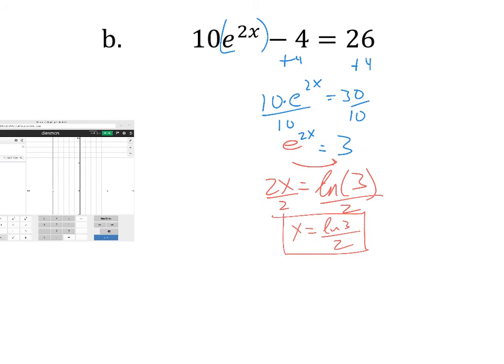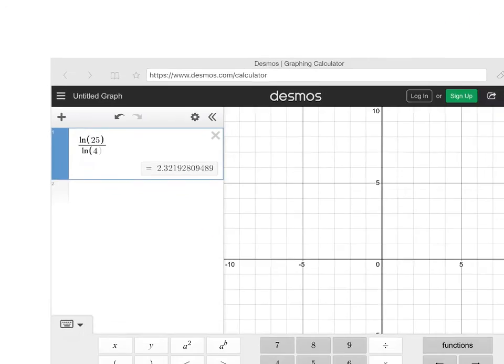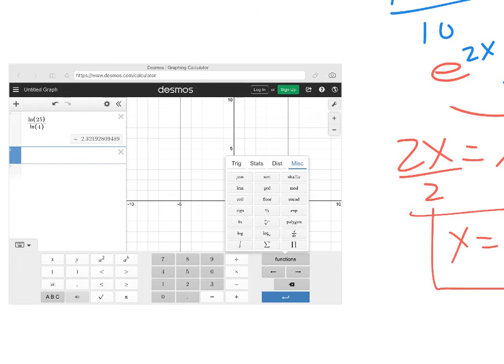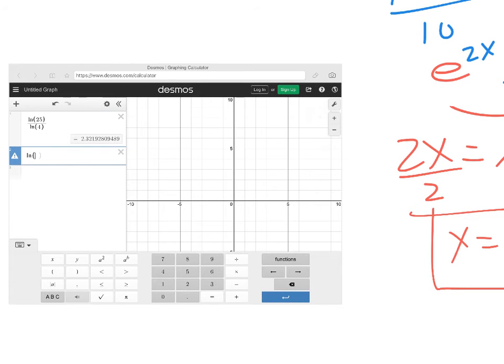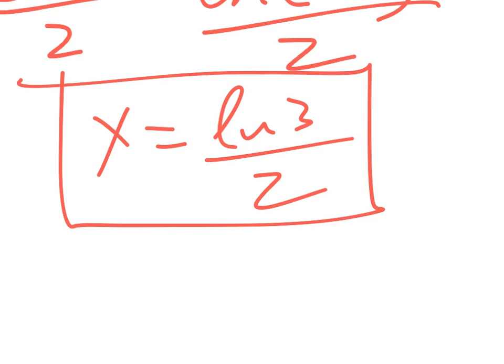Okay, now if we go to our calculator, natural log of 3 divided by 2. Let's try that out. Natural log of 3, close the parenthesis, divided by 2. And we got 0.549, it looks like. Okay, so this is approximately 0.549.